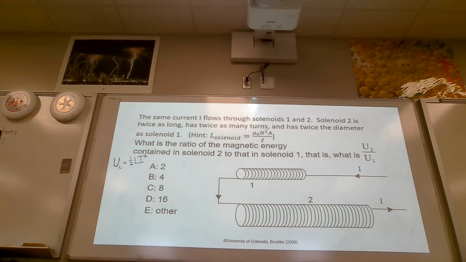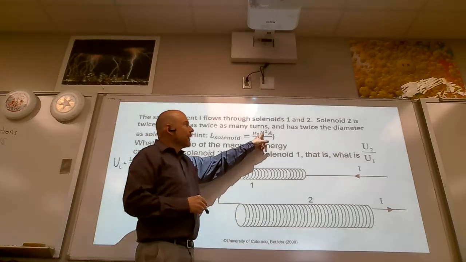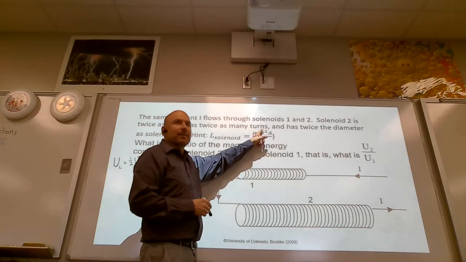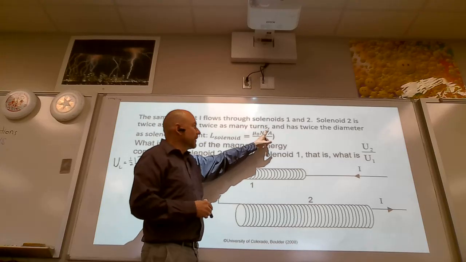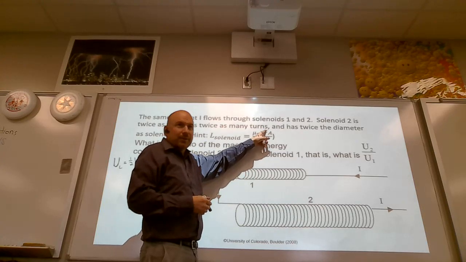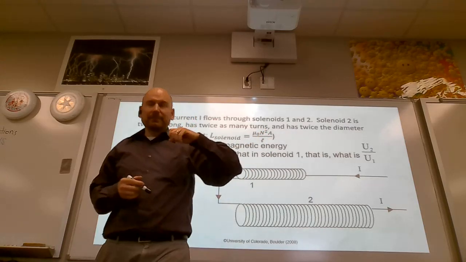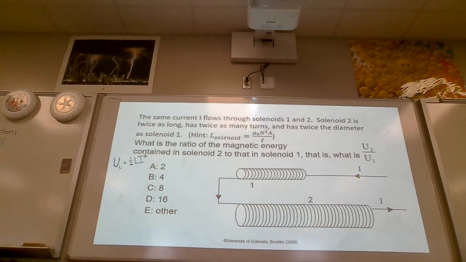Correct answer is... I got C. How about you? Okay, so this is 4, doubled, squared. The diameter makes it R squared to find the area, so that's 4, and then L is the length, which is doubled, so 16 over 2. 8. Good.